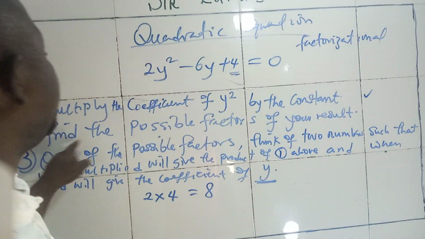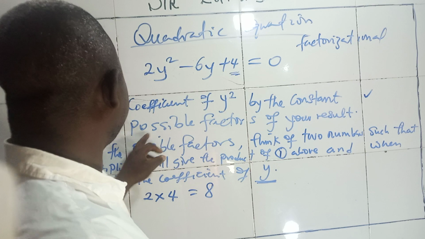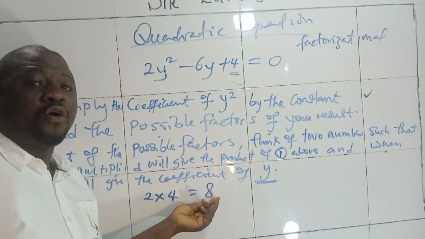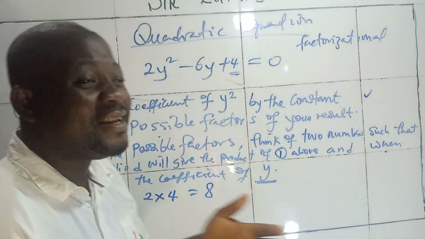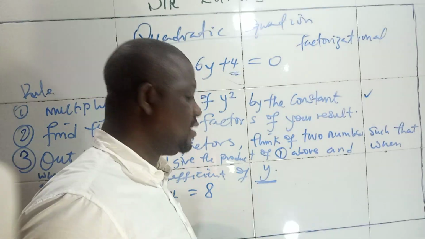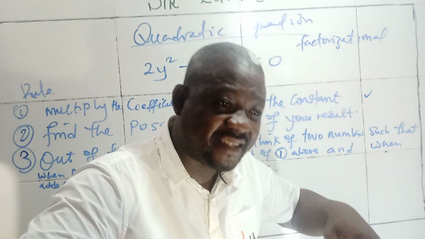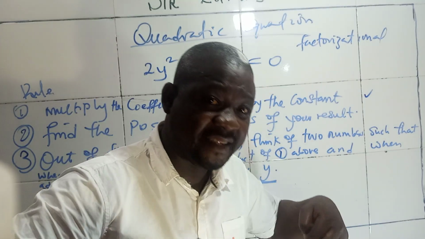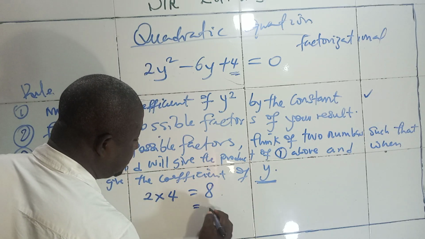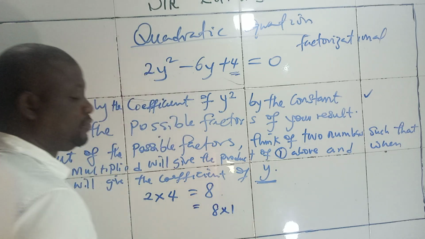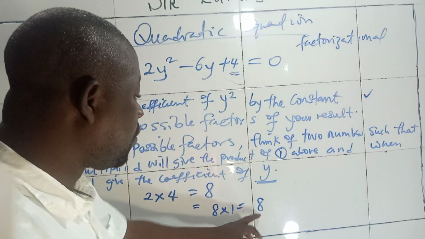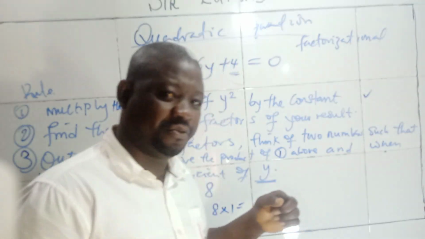The second step says find the possible factors of your results. That's what are the possible factors of 8. When they say possible factor, it means what are the two numbers that when you multiply them will give us 8. The first thing you must always think of is the number itself and 1. So from here, I can say the possible value of 8 is what? 8 times 1. Because 8 times 1 will give me 8.